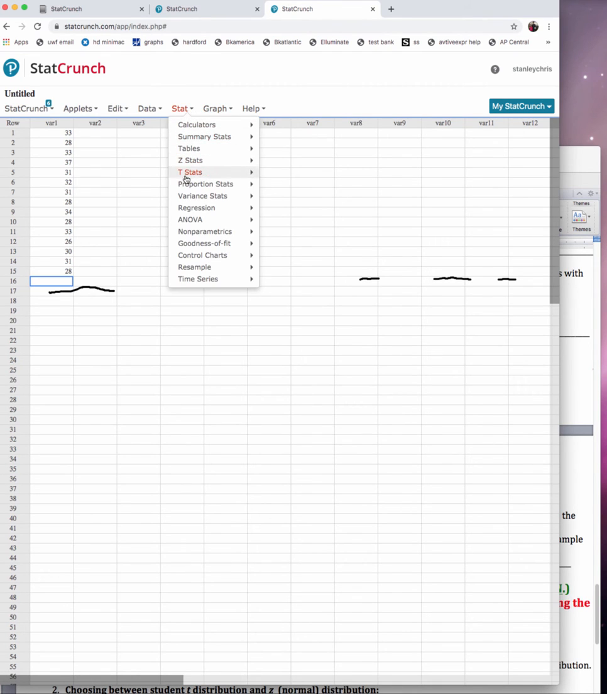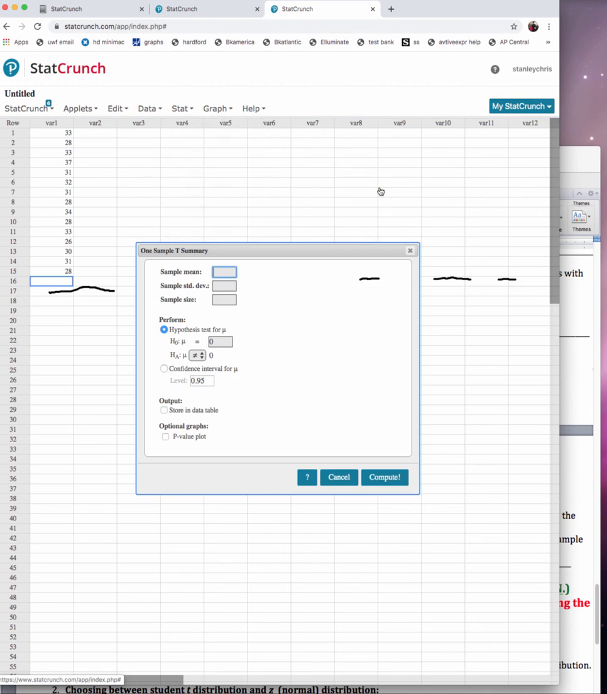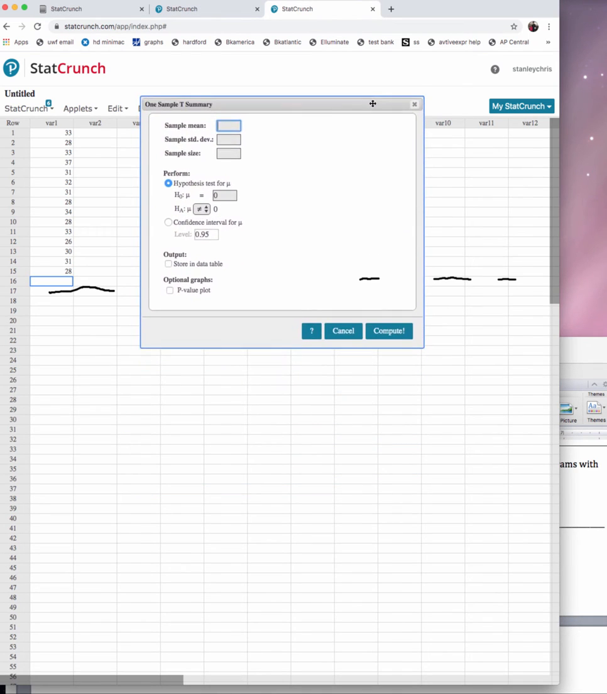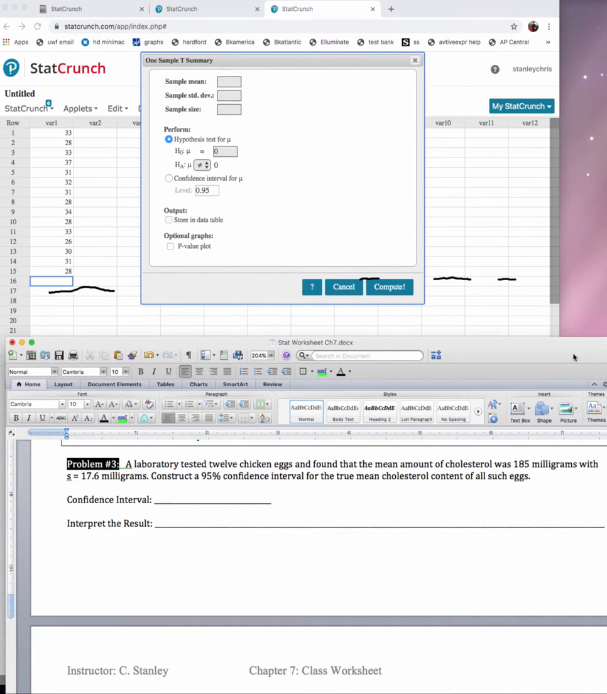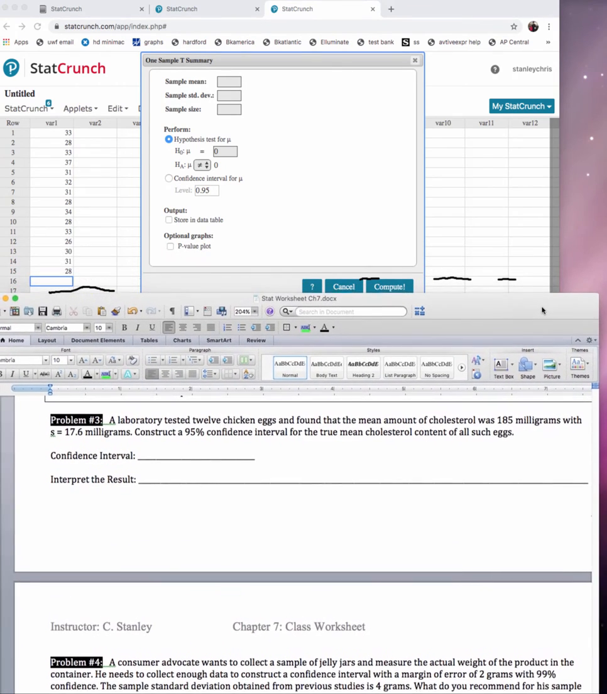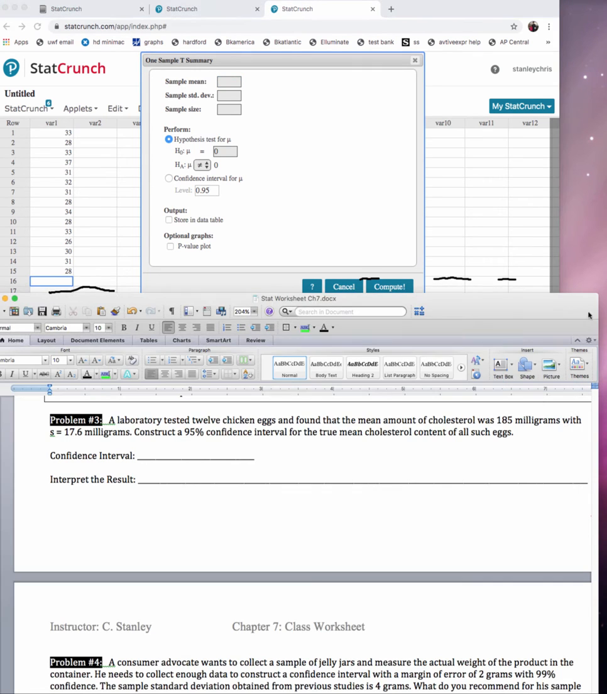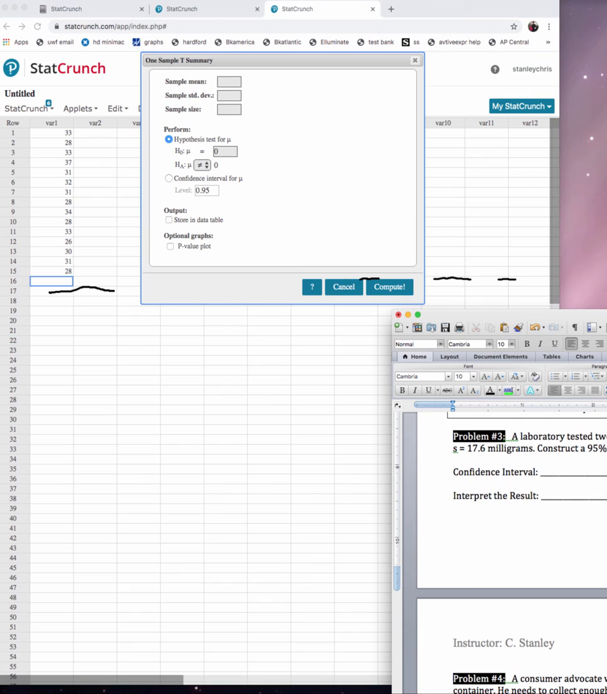Okay, so we're going to go stat, T-stat, one sample. Now in this case we don't have the data. The data would mean we would have all the cholesterol levels. We have a summary of the data. Sorry to click back and forth on you, but okay, so sample mean. Hopefully this doesn't go away. Okay, it went away. I'm going to pull this aside and then put it back.